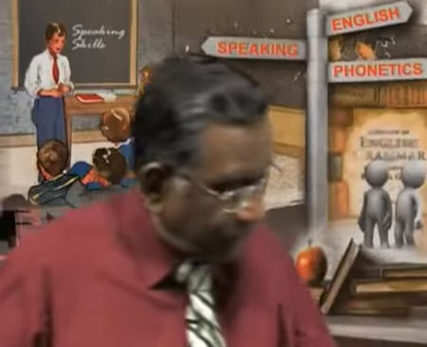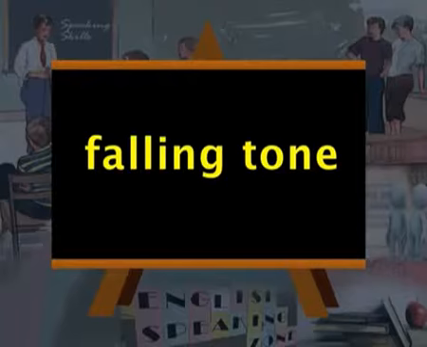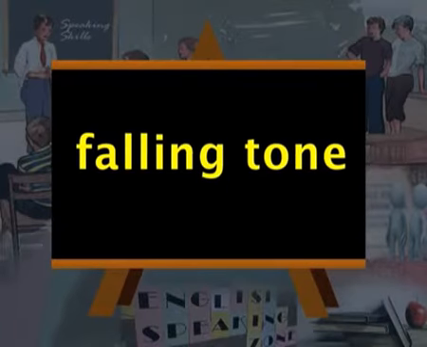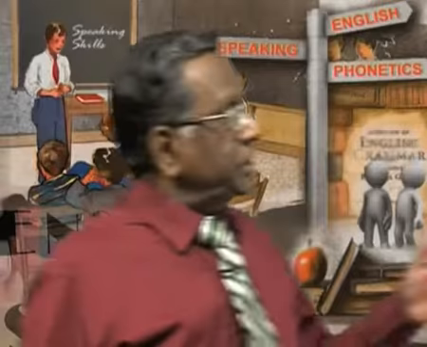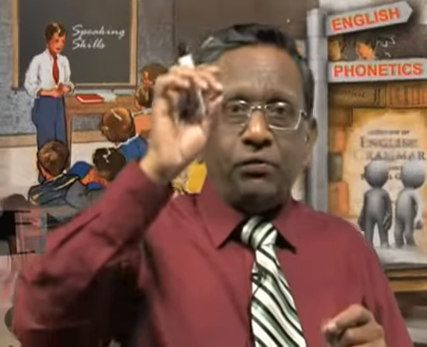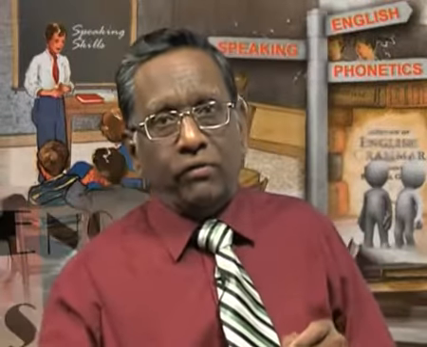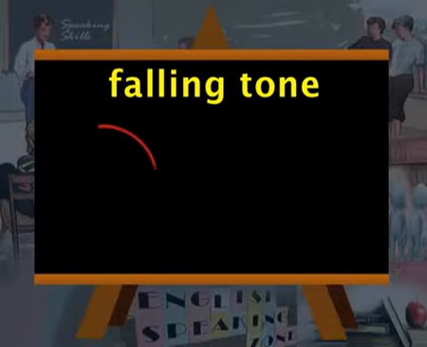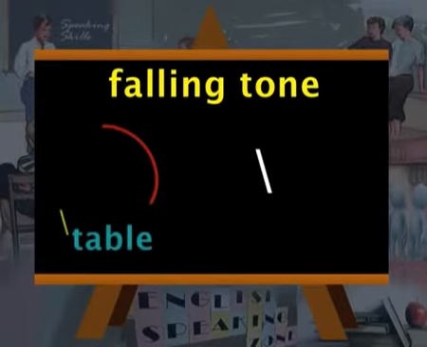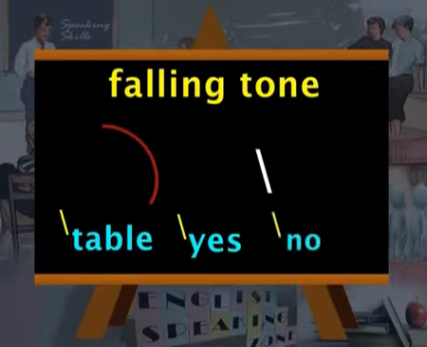Now let us see what are the main tones that we use in English. Falling tone. This is a tone where the pitch falls from a high level to a low level, something like this. We indicate it with a mark like this, a slanting line. Falling tone. Something like when I say table, I said it with a falling tone. When I say yes, it's a falling tone. When I say no, it's a falling tone.